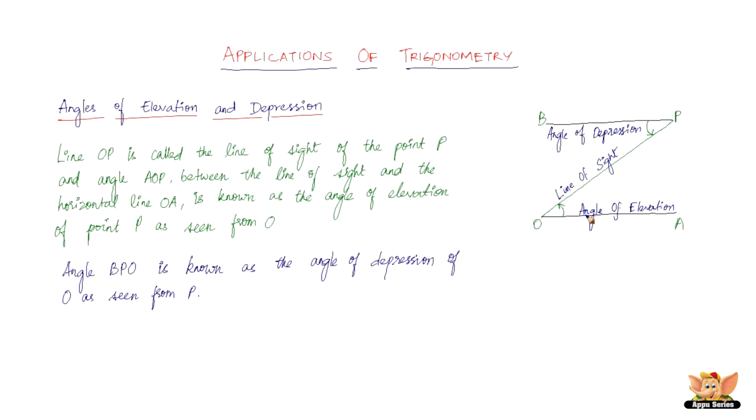So even geometrically, without thinking logically, we can say that angle AOP is equal to angle BPO. If these two objects are the same points and the angle from here is something, then the angle from here should be the same. So if angle AOP is 60, then the angle BPO is also 60. So the angle of elevation equals the angle of depression if you're looking at the same points.